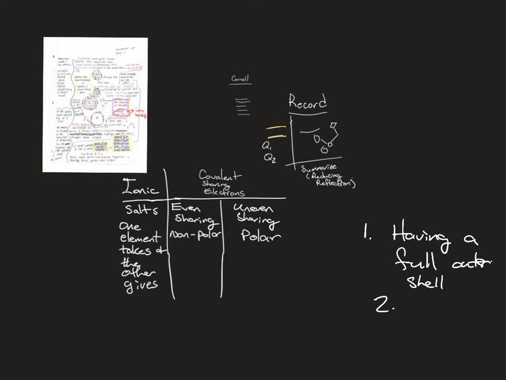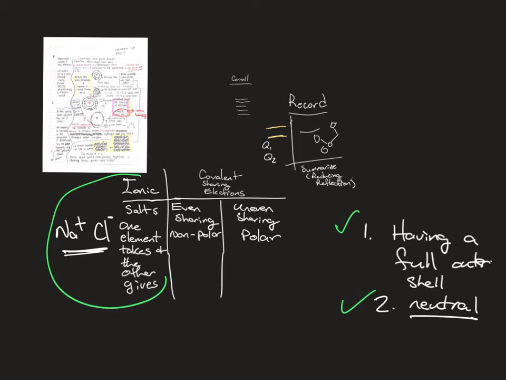And rule two, being neutral, when obviously in a salt you have one positive and then one negative. How does this end up being neutral and satisfying rule 1 and rule 2? How do these ionic bonds satisfy those two rules?